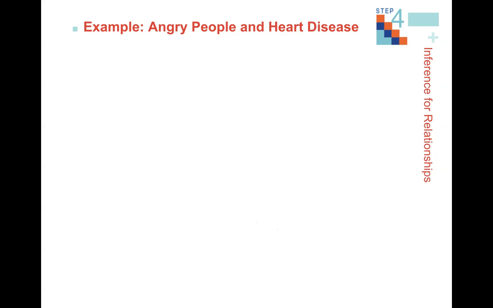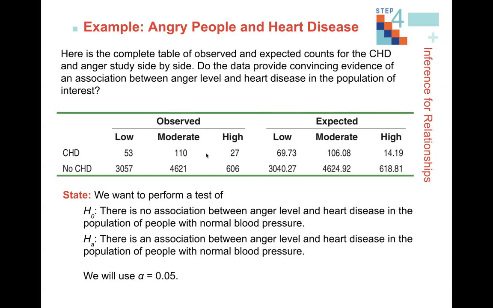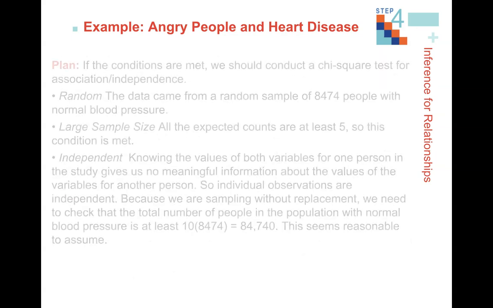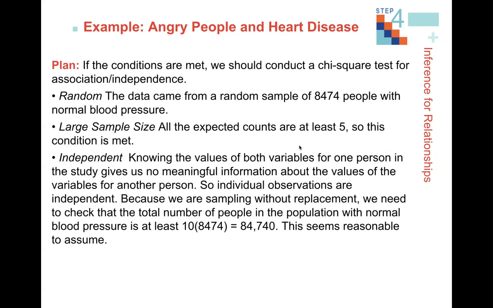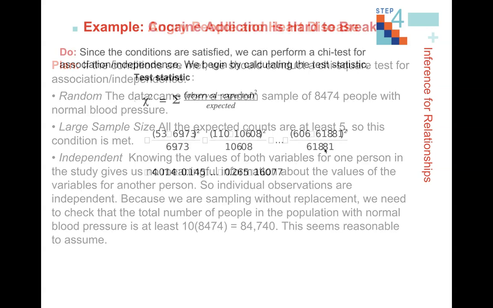It's easiest to, I like to just put the expected counts right here next to the, I like to put slash 69.73 slash 106.08, and then I write slash expected. That's what I like to do. Okay, so there are your conditions.